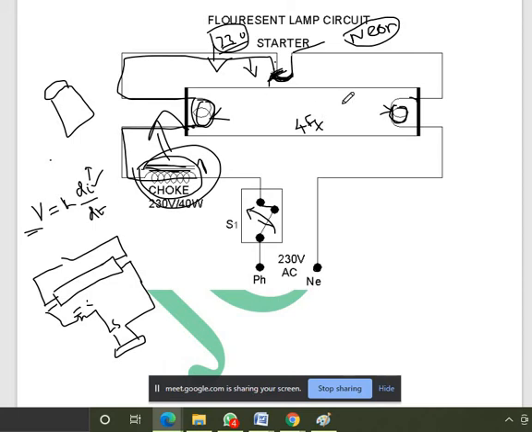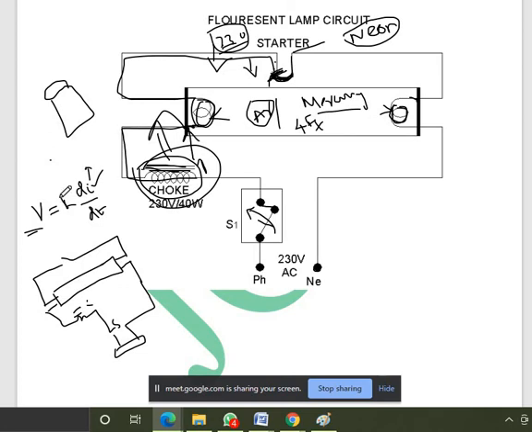The tube light is filled with argon gas and some mercury droplets, mercury liquid. Whenever the starter is open, the circuit acts as an open circuit, and during the open circuit the inductor will suddenly produce a huge voltage.